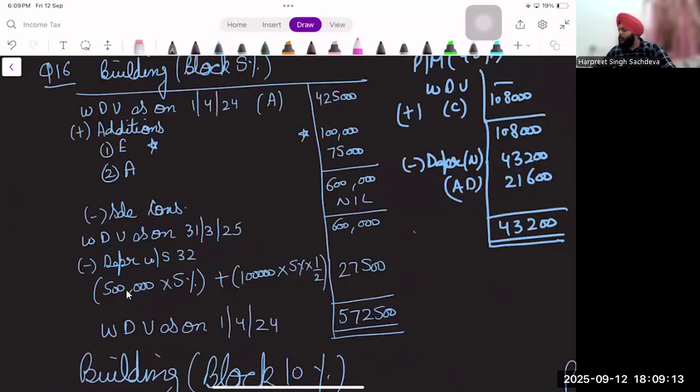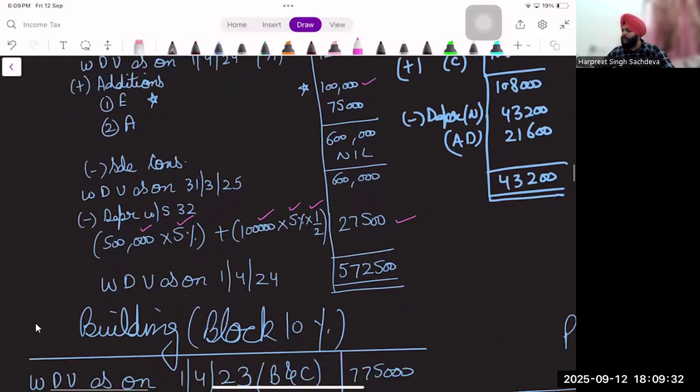Everyone be careful. We normally need to apply depreciation on 6 lakh, but out of 6 lakh, 1 lakh is to be depreciated for a half year. Okay. So 1 lakh will be depreciated 5% for half year and 5 lakh full 5% full year. Total depreciation is 27,500 and WDV as on 1st April 2025 comes out to be 5,72,500. So with this building block 5% has been done. Okay Raja.